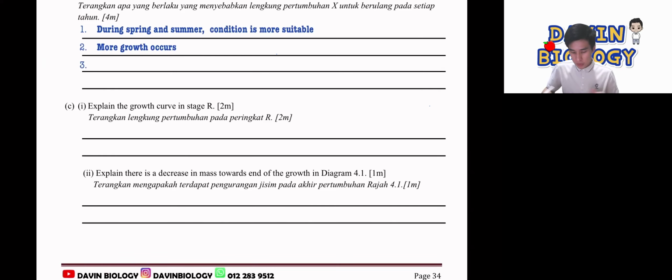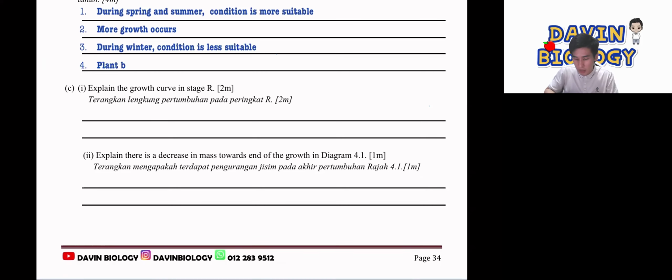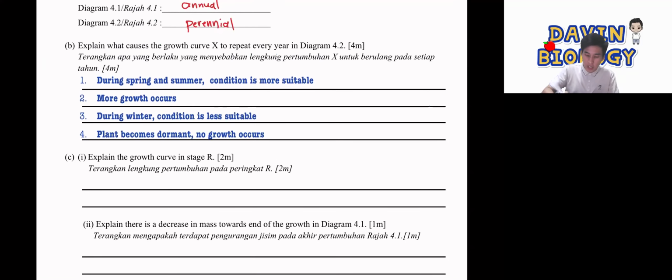Then during winter, what happened to your plant? The leaves drop already, you got no leaf, they become dormant. So you can say condition is less suitable. And obviously plant becomes dormant. Therefore, no growth or lesser growth occurs, also can. So that is why it goes up at the beginning of the year and goes down towards the end.